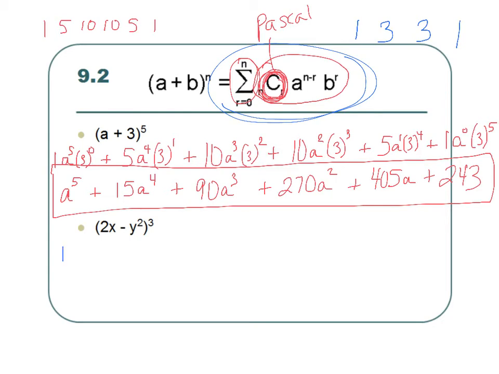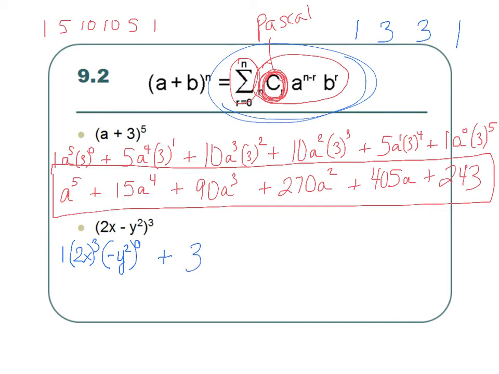It is a 1, so I put a 1, and then I'm going to take my a value, which is 2x, and raise it to the highest power, which, since I'm taking it to the third, is 3. And then my second term is actually a negative y squared. That's going to be the weird part on this problem. And it starts off to the 0. Plus, we go to the next term.